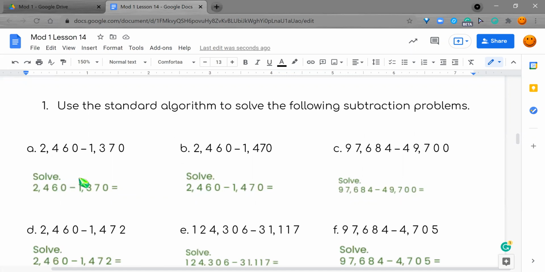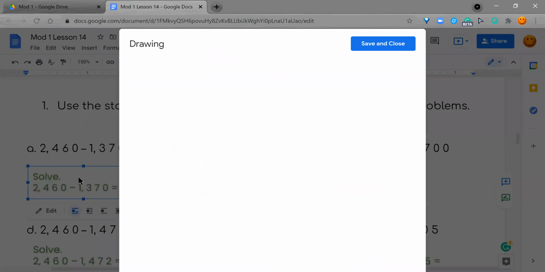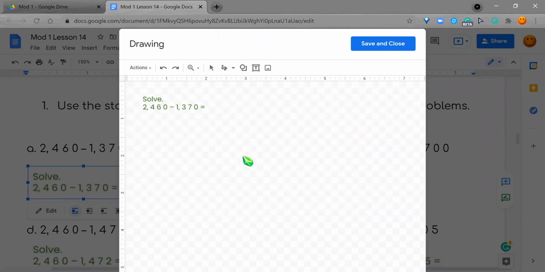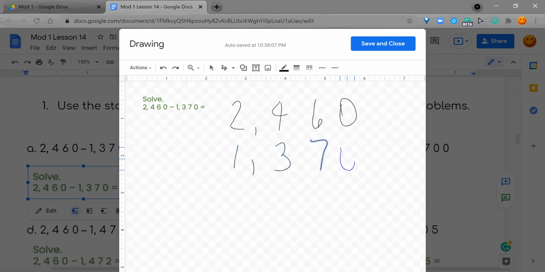So I'm going to go ahead and bounce into my scribble pad. I'm going to go to scribble. Remember, I'm using my finger. I'm going to go 2,460. And now I'm going to subtract 1,370. So I'm going to go ahead and subtract. So 0 minus 0. Great job.